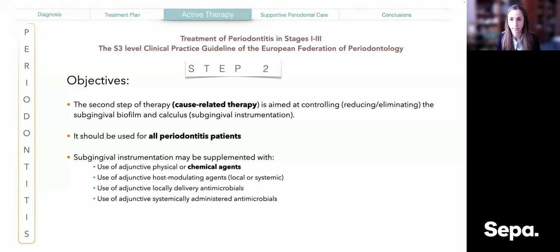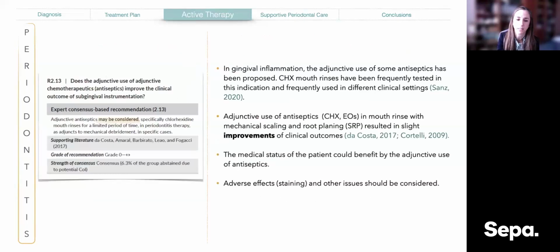In regards to antiseptics, if we move to the following slide, this question was not specifically addressed during the systematic reviews prepared for the workshop, but previously existing information regarding the adjunctive use of certain antiseptics worked for the decision on this recommendation, according to which, as you see now on your screens, the adjunctive use of some antiseptics in mouth rinses with mechanical scaling and root planing results in slight improvement of clinical outcomes.